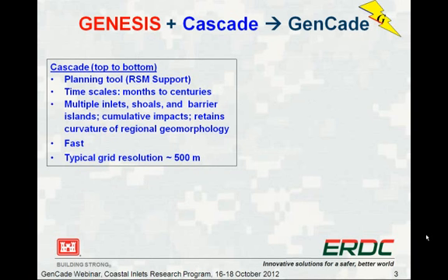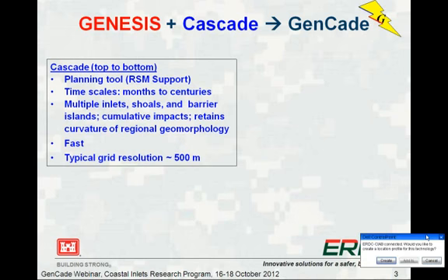Based on that, we want to have a typical grid resolution that's larger, about 500 meters on average, because we're looking at large-scale regional events. We're not as concerned about localized events. We have a time scale of months to centuries. We're also interested in multiple inlets, shoals, barrier islands. We also are interested in cumulative impacts, as well as retaining the curvature of the regional geomorphology. One thing about Cascade is because we have a larger typical grid resolution, it is a very fast model to run.